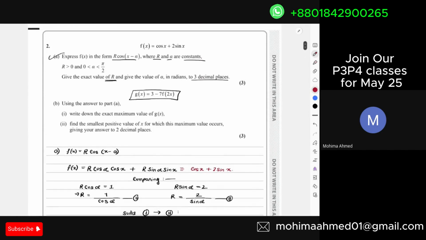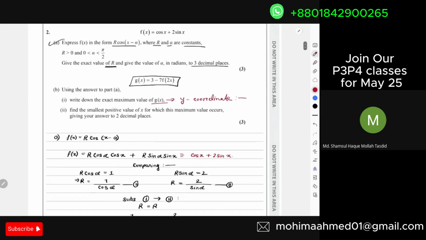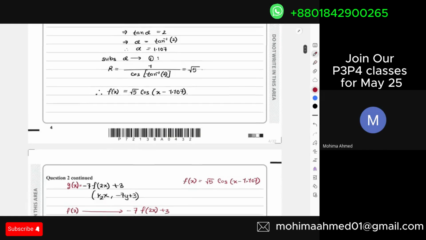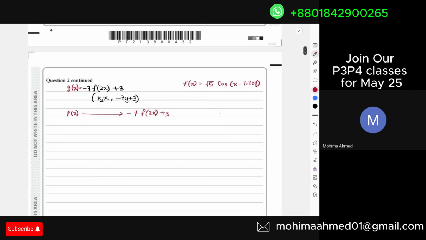Maximum value of gx. That means they're asking you for the y coordinate, yes? For this type of question, they are asking for maximum or minimum. Can we just differentiate it and then find the value of the maximum or the minimum? I mean, this is a cos graph, right? For a cos graph, the graph only has two turning points, one maximum and one minimum. Why would you differentiate this?